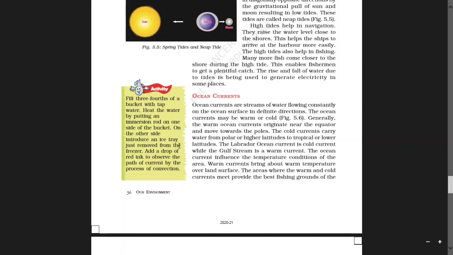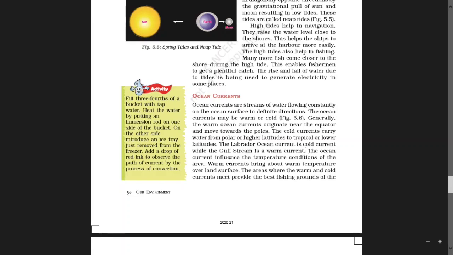The cold currents carry water from polar or higher latitudes to tropical or lower latitudes. The cold currents carry water from polar areas, or higher latitudes, to tropical or lower latitudes. The Labrador Ocean current is a cold current, while the Gulf Stream is a warm current. Labrador is a cold current that flows in the North Atlantic Ocean.